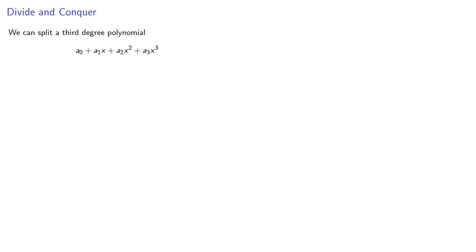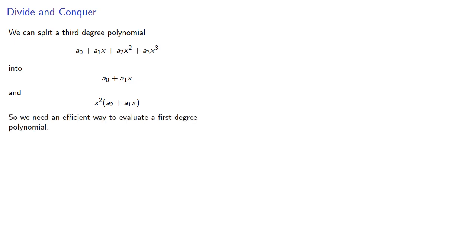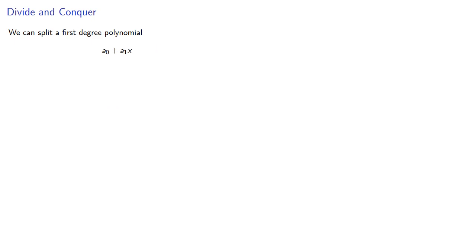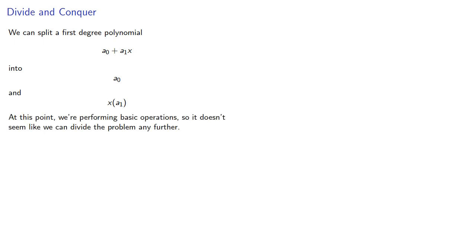We can split a 3rd degree polynomial into a linear factor and x squared times another linear factor. So we need an efficient way to evaluate a 1st degree polynomial. We can split a 1st degree polynomial into a constant and a linear factor, and at this point we're performing basic operations, so it doesn't seem like we can divide this problem any further. Now, note that evaluating this linear polynomial will take 2 steps. We'll multiply a_1 by x, and then add a_0.